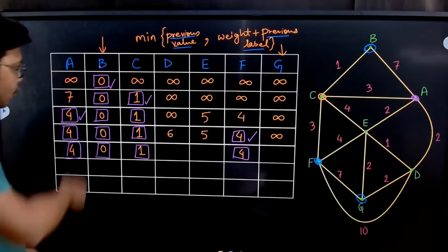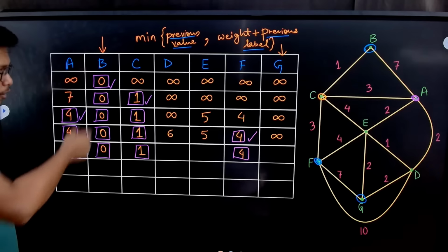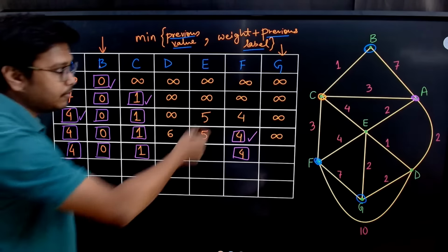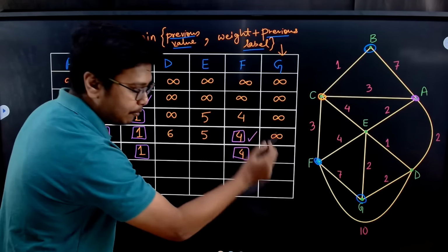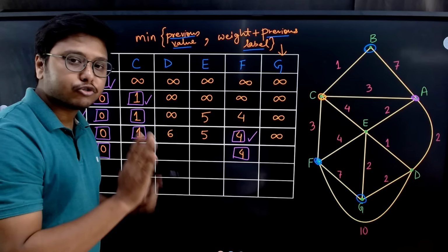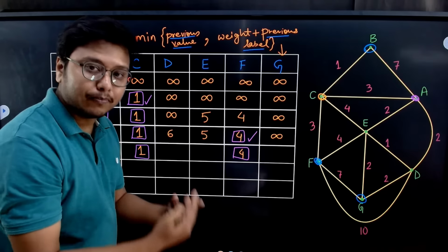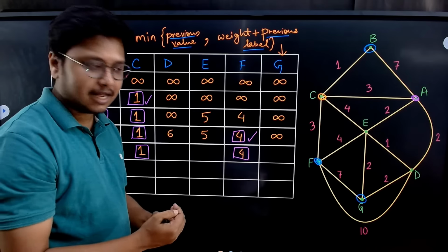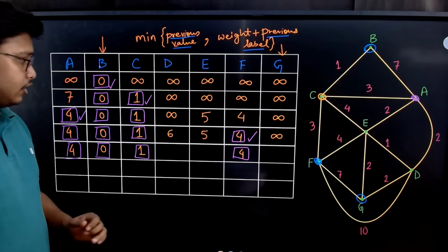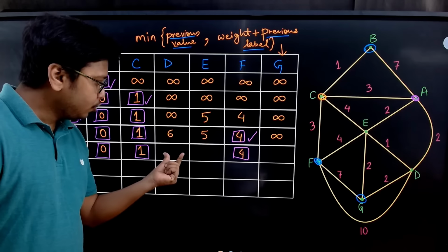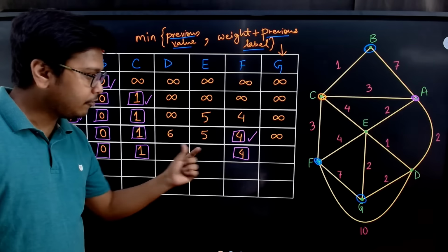See, we have got a box in the label in the A column, B column, C column, F column. The moment we get a box in the G column, we are going to stop the problem over there, and from there we are going to try to figure out our answer. So now we are traveling from F to the vertex D.